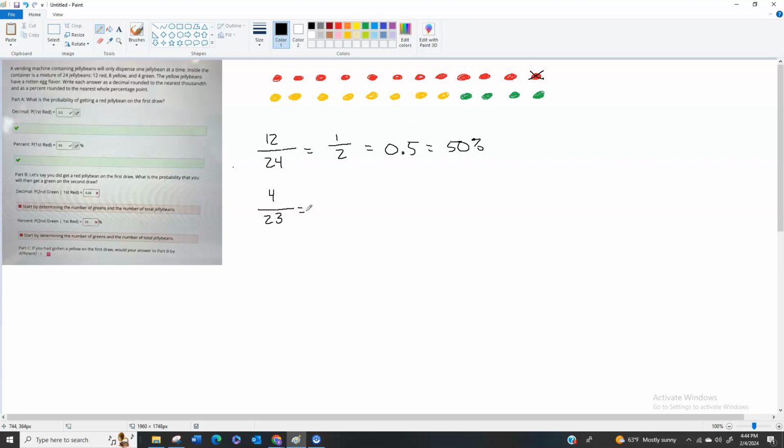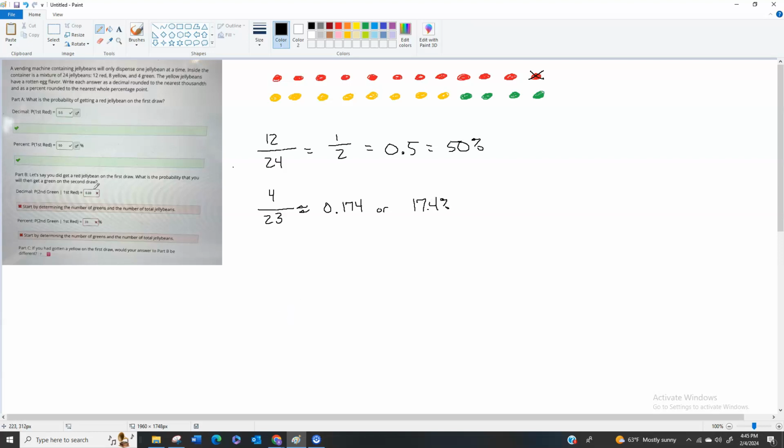So 4 out of 23 as a percent, if we divide that, 4 divided by 23 would be approximately 0.174, or 17.4%.